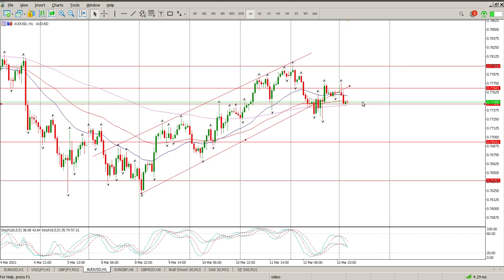So clear break of this area here, 0.77460, clear break, back up, retest. I'll be looking to short this with a stop above the current high of today.